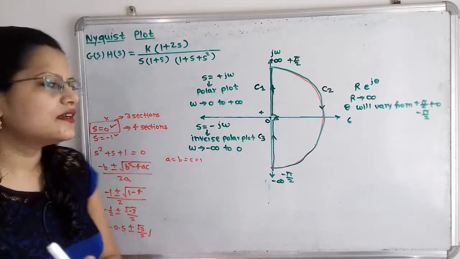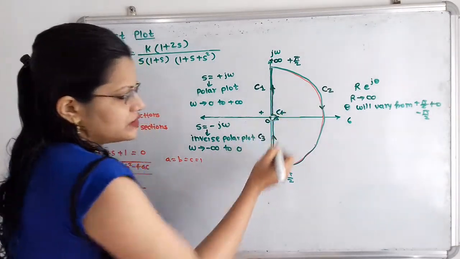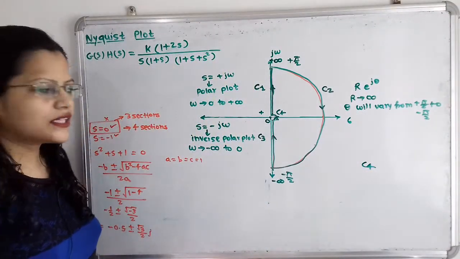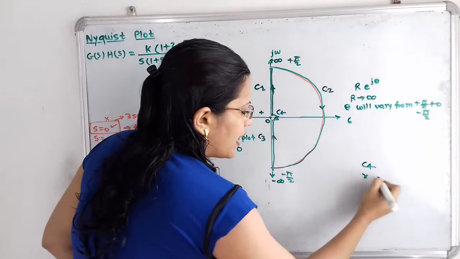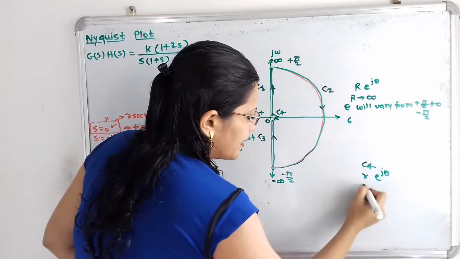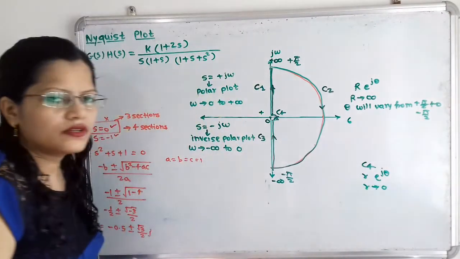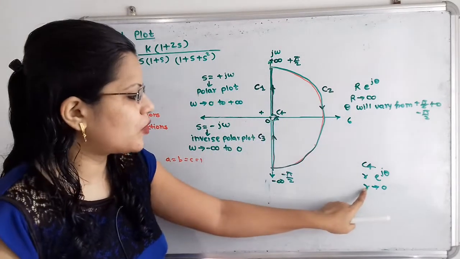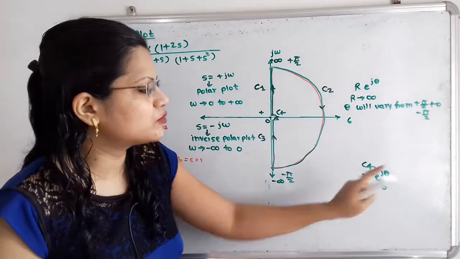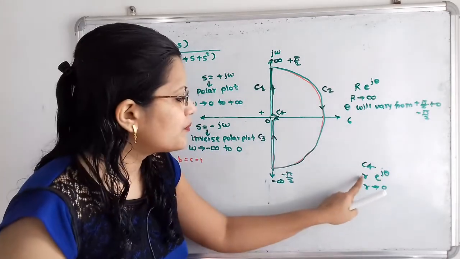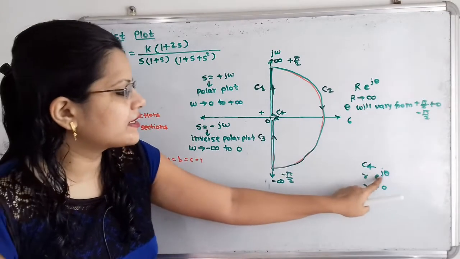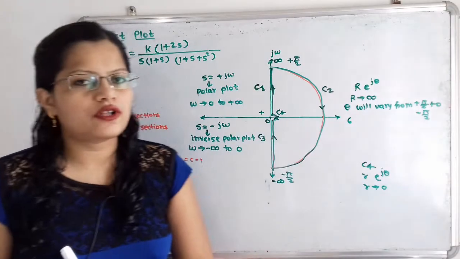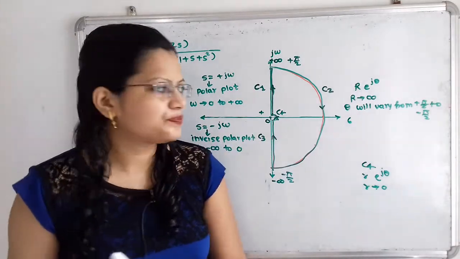Now how can we write this section C4? For section C4, this is in the form of small r e raised to j theta, and r tends to 0. So this is very small and it is near the origin. We have to take S equal to r e raised to j theta in this formula, and we will find out the contour for this section C4.